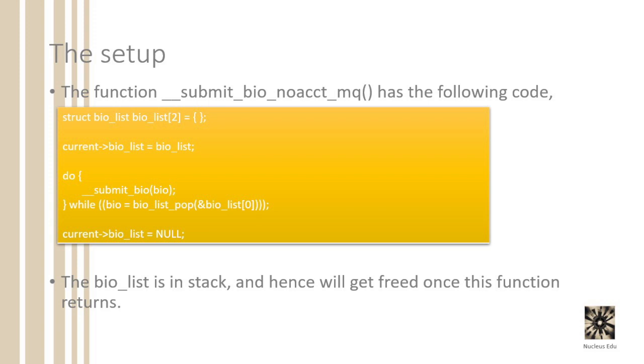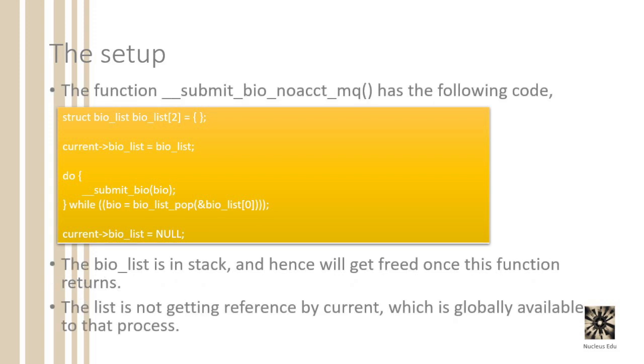Now how it's going to work, we're going to see in a diagrammatic representation on the next slide, but a few things to keep in mind: this bio_list is on the stack and it will get freed once the function returns, and the list is now getting referenced by current, which is globally available to that process, right?